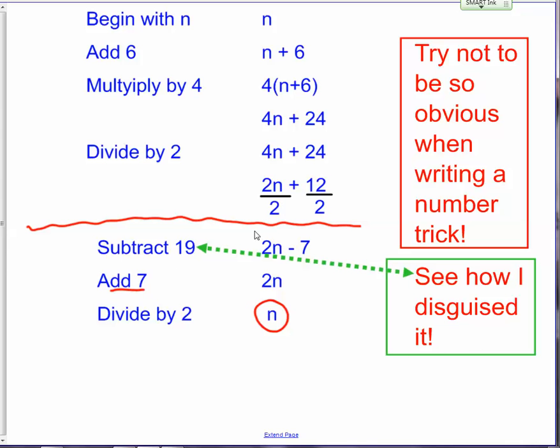So instead of subtracting 12, if I just subtract 19, okay, I end up with 2n minus 7, because 12 minus 19 is a negative 7. And then I add 7, and that gets rid of that negative 7, and divide by 2, and I'm left with n, the number that I wanted to begin with. So when you create a number puzzle, you really can make it be anything that you'd like to, as long as you write down the words and show the algebra. Here's where you can manipulate the problem to be anything that you want.